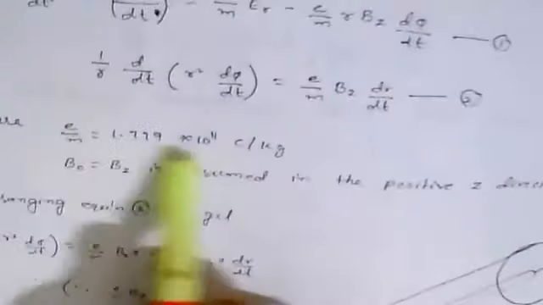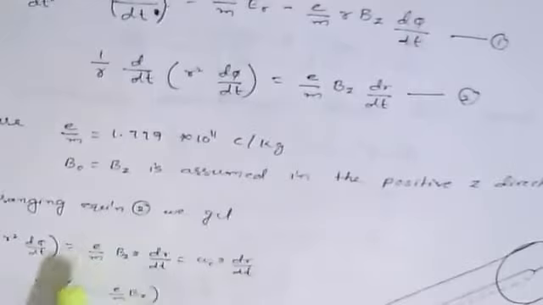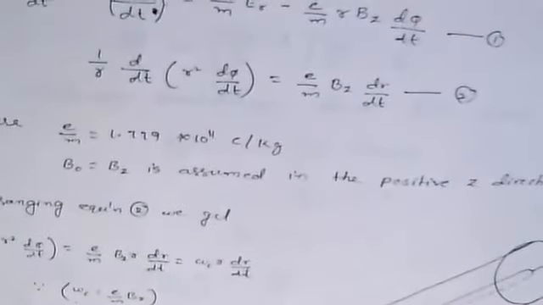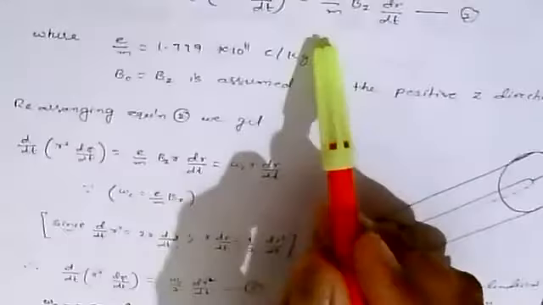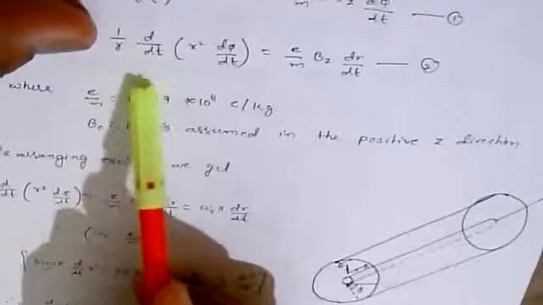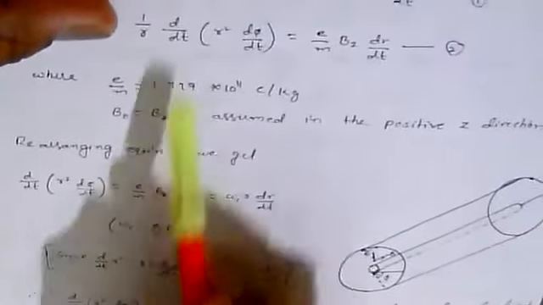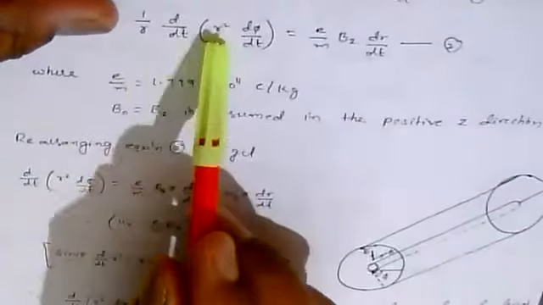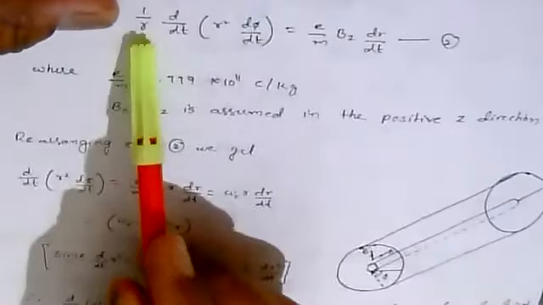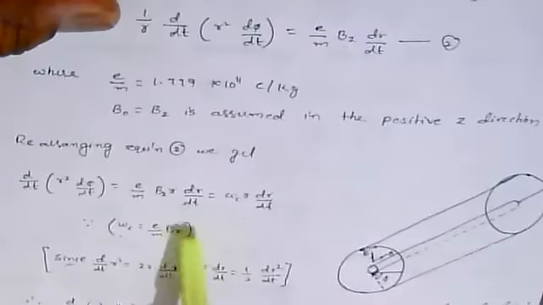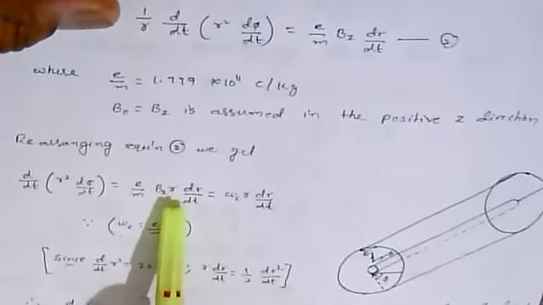These are the two equations I have just written. Here E by m gives the value of this, and B naught is the magnetic field considered along the z direction. Equation 2 is rearranged here, so d by dt is taken out, and this r square is written. This r is taken to the RHS, so this r term is taken over here and written over here.